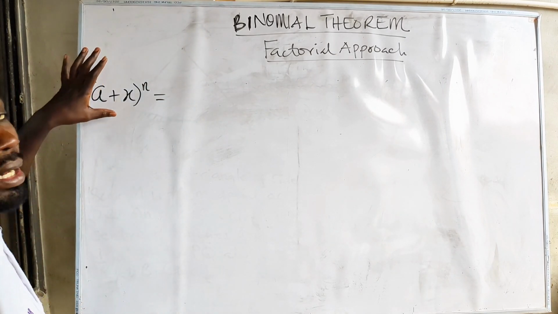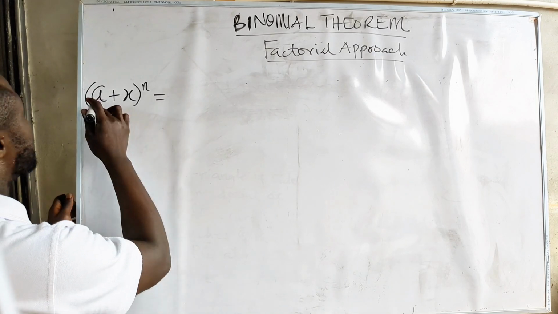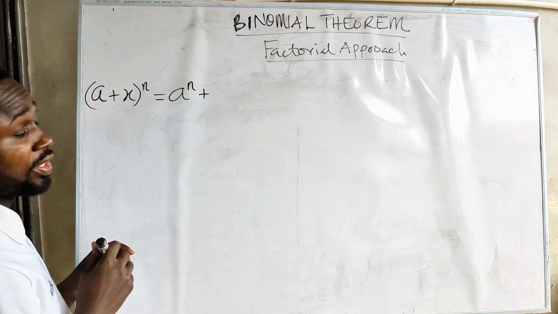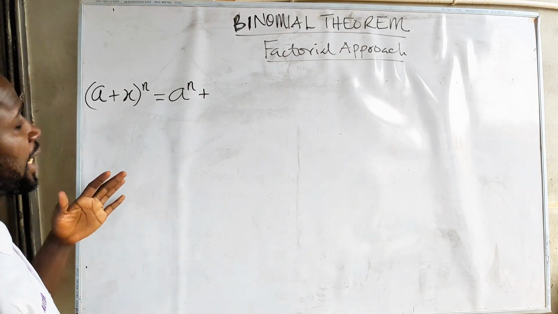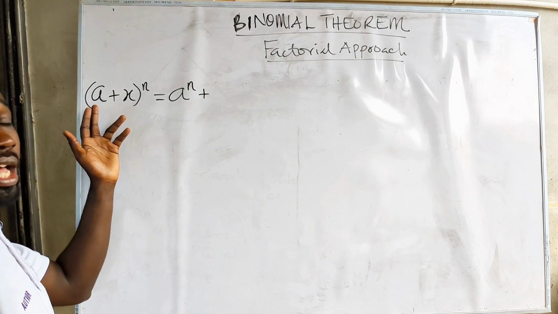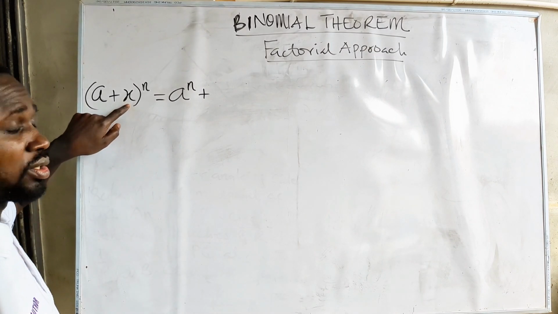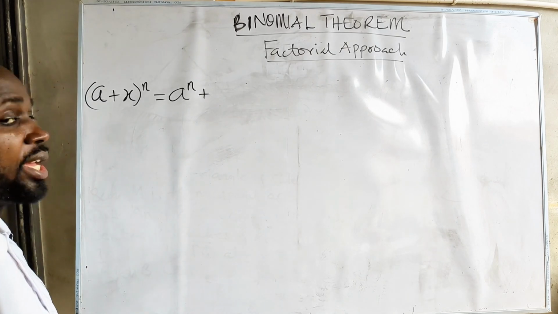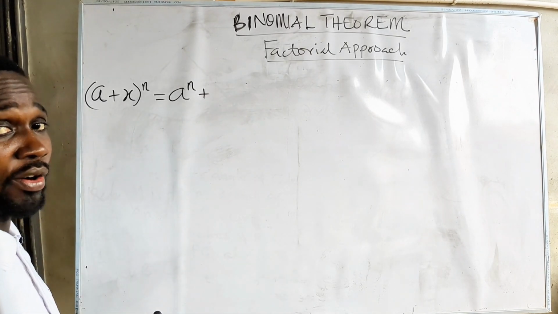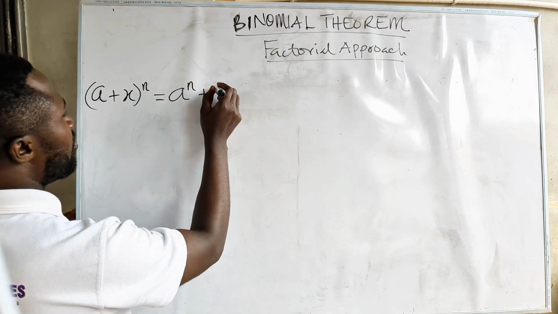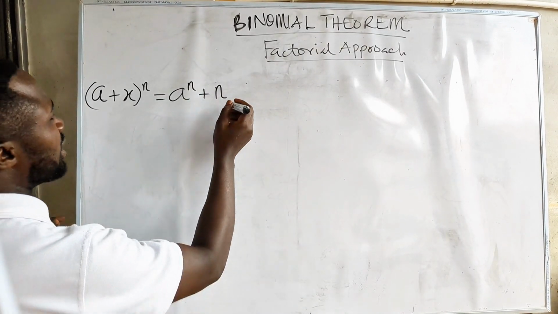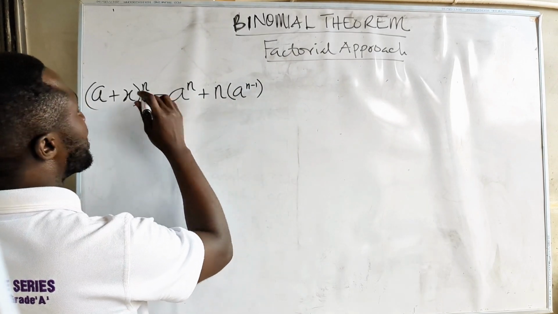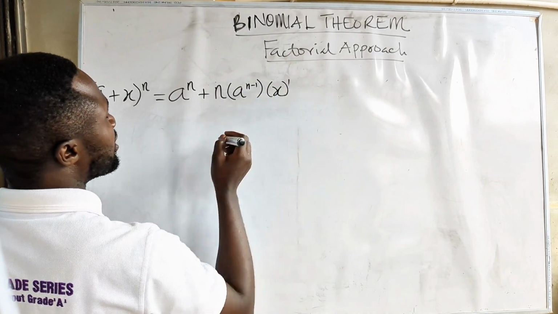How do we expand it? As we know, our first term is always the first term in the binomial, so a exponent n. We have established in both the Pascal triangle and the combination method that this is always our first term, and our last term is also x exponent n. So what will be our next term? If it was the combination method, it would have been n combination 1. Here, for our next term, we take the n, which is our exponent, then the a will reduce its exponent by 1. Then we take the x, and it will take an exponent of 1.